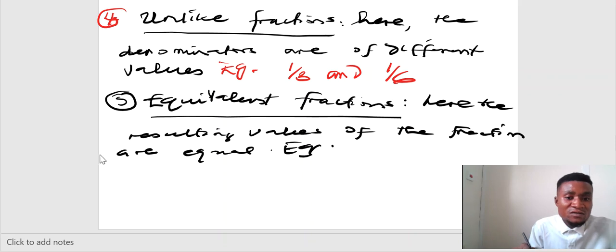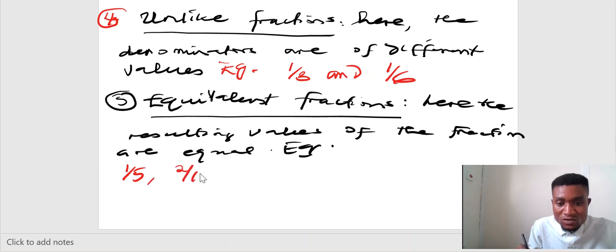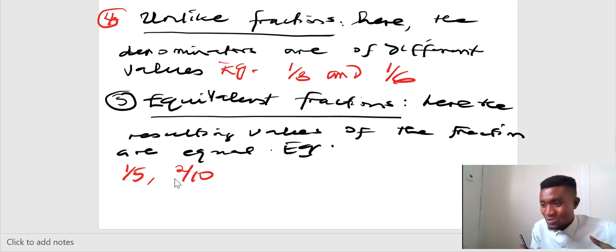For example, if you have something like 1 over 5 and 2 over 10. Definitely, if you divide 2 by 2, you are going to have 1, and if you divide this 10 by 2, you are going to have 5. So it's just like reducing this fraction 2 over 10 to its simplest fractional value. That is what this entails.